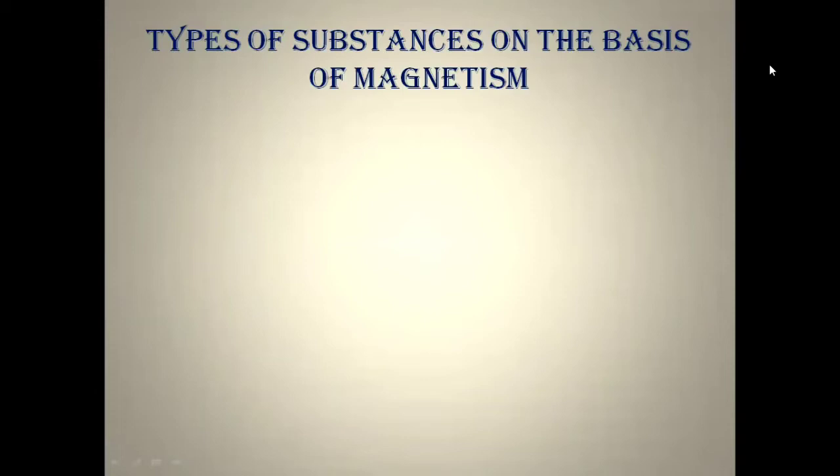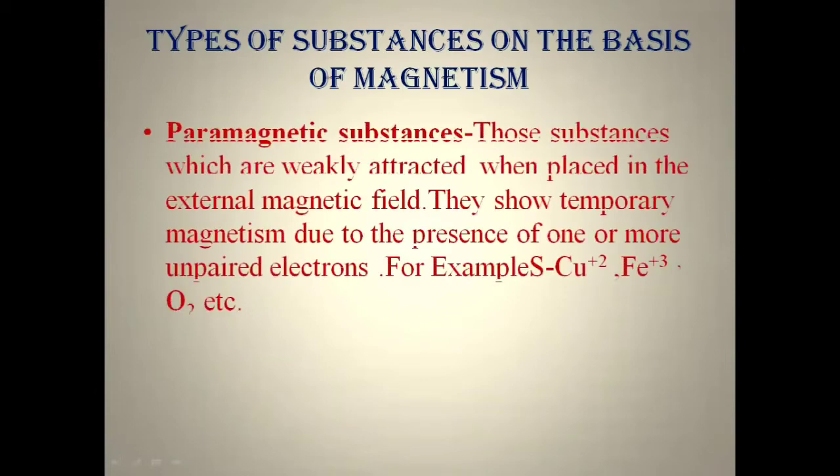So first is paramagnetic substances. So what are paramagnetic substances? Those substances which are weakly attracted when placed in the external magnetic field. Jab hum substance ko magnetic field mein rakhte hain, then they get weakly attracted. It means they get magnetic character, but they show temporary magnetism due to the presence of one or more unpaired electrons. It means whenever the magnetic field is present, then they will show magnetic character. But whenever the magnetic field is removed, then they lose their magnetism, and they contain one or more unpaired electrons.